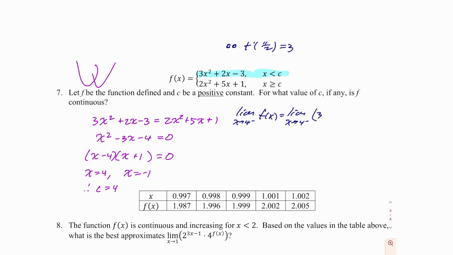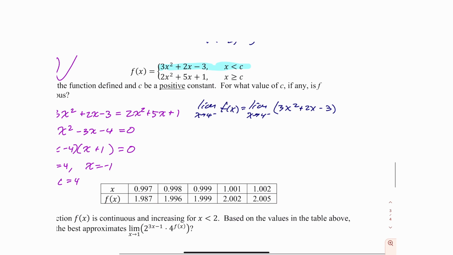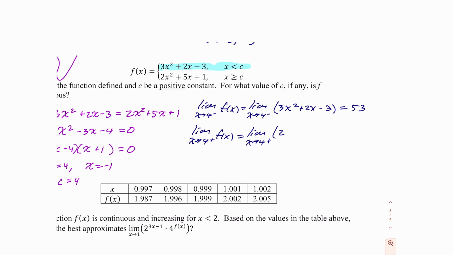So 3x squared plus 2x minus 3, if you plug in 4, you get 16 times 3, which is 48, plus 8 is 56, minus 3, you get 53. Yikes. The limit as x approaches 4 from the right of, this is if you had to actually prove it, which you don't have to. We were done, but I'm trying to overdo it so that we review as many concepts as possible. So this will be the other branch, 2x squared minus 5x plus 1.